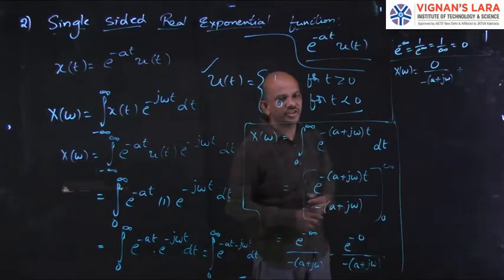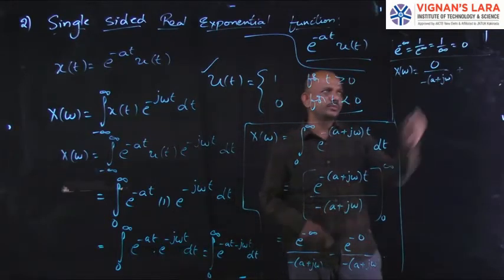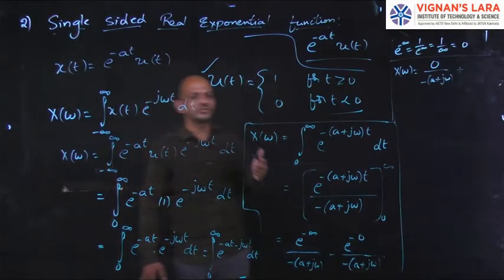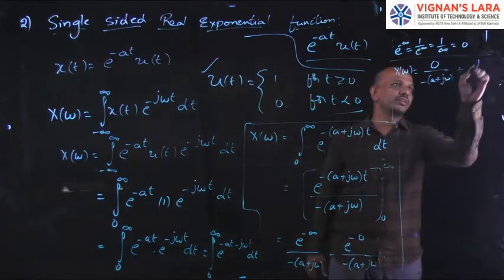And e power minus 0. Simply e power minus 0 is 1 by e power 0. E power 0 is 1. That is 1 by 1. So 1 by 1 is 1. So here the value is 1.